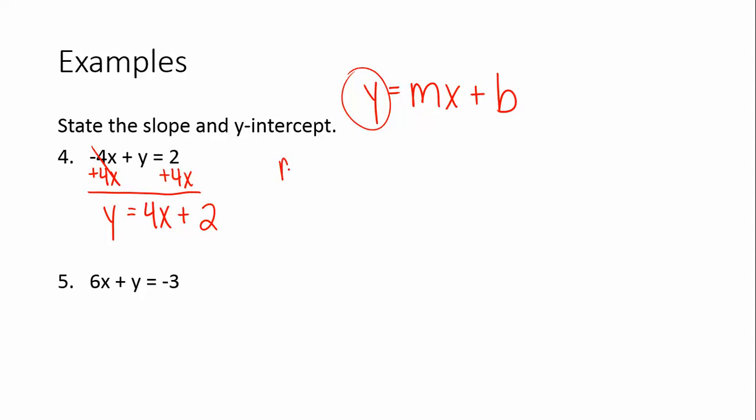Now we need to label the slope and the y-intercept. Go ahead and do that first. Pause the video, pick out the slope and the y-intercept, and then see if you get it right. The slope on number 4 should be a positive 4, and the y-intercept a positive 2. Similar on number 5, we need to get the y term by itself. Pause the video here, solve the equation for y so that it's in slope-intercept form, and then pick out the slope and y-intercept.